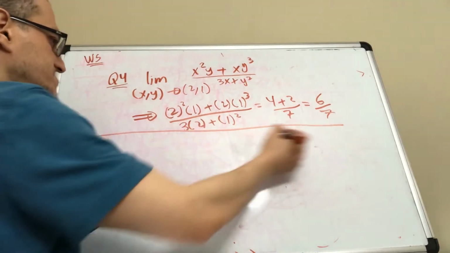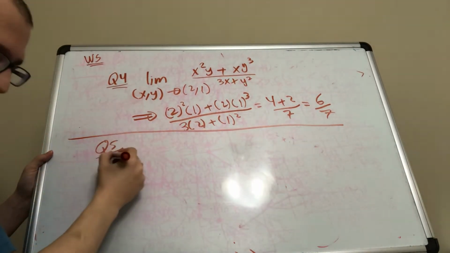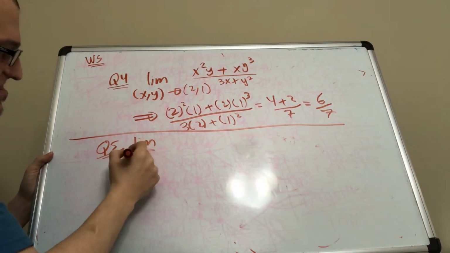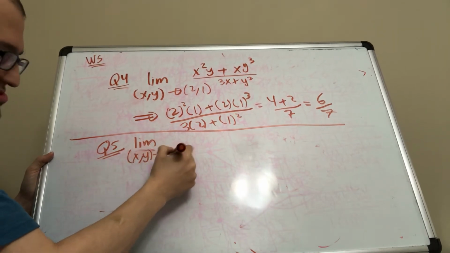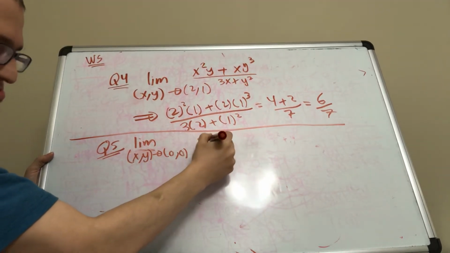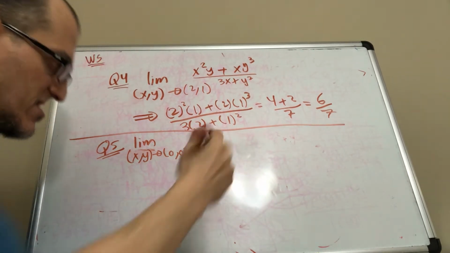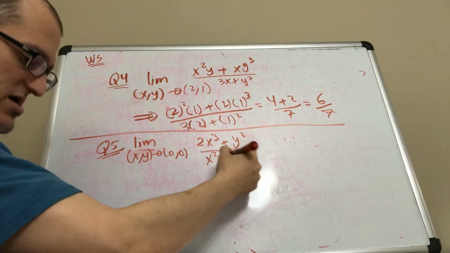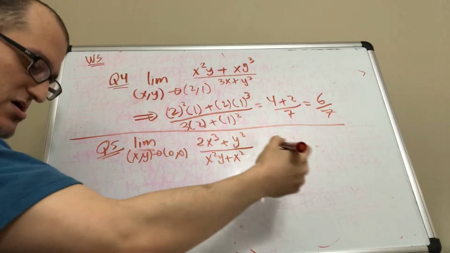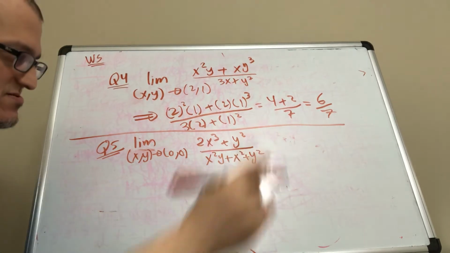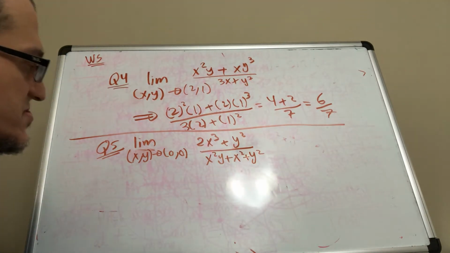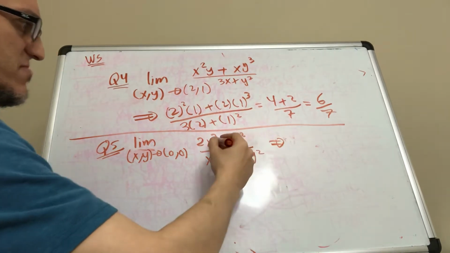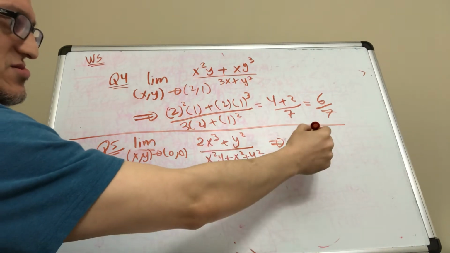Question 5 is also a limit question. Limit as x, y approach 0, 0 of 2x cubed y squared over x squared y plus x squared plus y squared. If you do this limit question, you start by plugging in, but that would be 0/0, so you need to do something special.